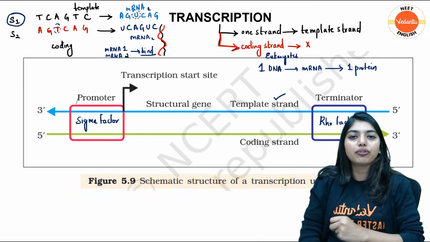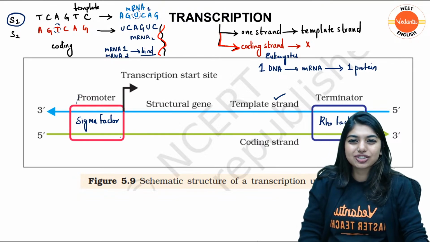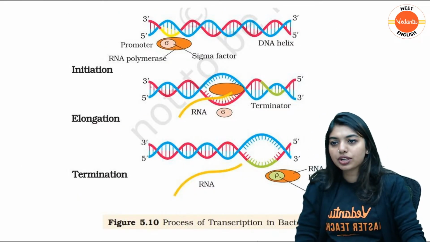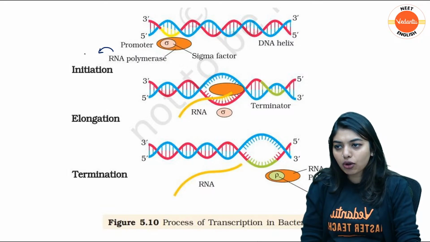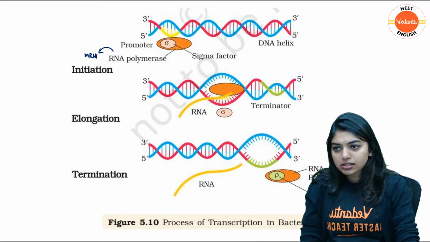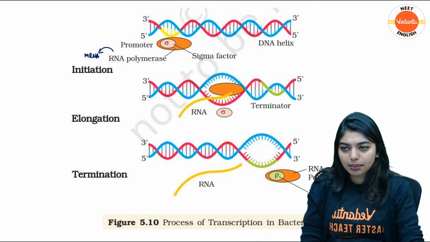It will form the rho factor. Okay. Here we have the structural gene, and here. Now look here, students, what is happening? So RNA polymerase is coming. This is the one who has to form the mRNA. So he is coming. Okay.